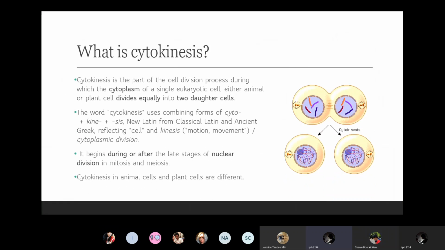What is cytokinesis? Cytokinesis is the part of the cell division process during which the cytoplasm of a single eukaryotic cell, either animal or plant cell, divides equally into two daughter cells. The word cytokinesis uses combining forms of cyto, kine, and sis, New Latin from Classical Latin and Ancient Greek, reflecting cell, and kinesis, which is motion or movement. As a whole, cytokinesis is cytoplasmic division. Cytokinesis begins during or after the late stages of nuclear division in mitosis and meiosis. Cytokinesis in animal cells and plant cells is different.